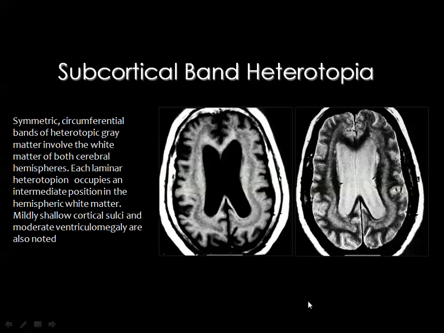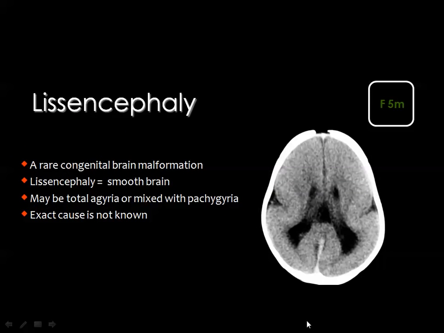And you should note that the band will be of similar signal intensity to the cortex in the T1 and similar signal intensity to the cortex in the T2 weighted image. And the second type of this malformation is known as lissencephaly or agyria, or a smooth brain.